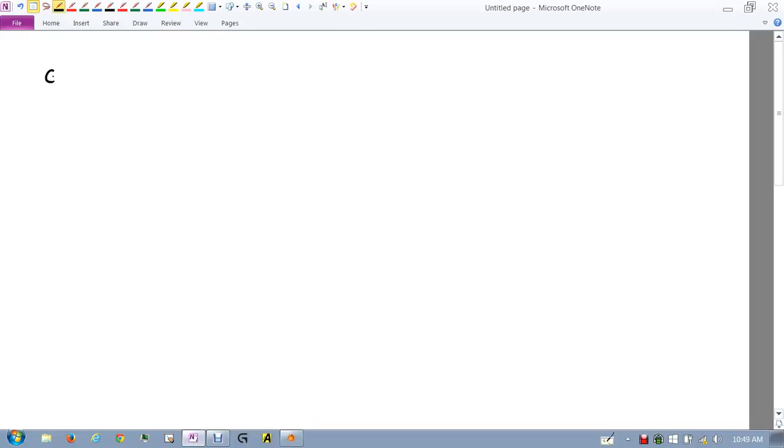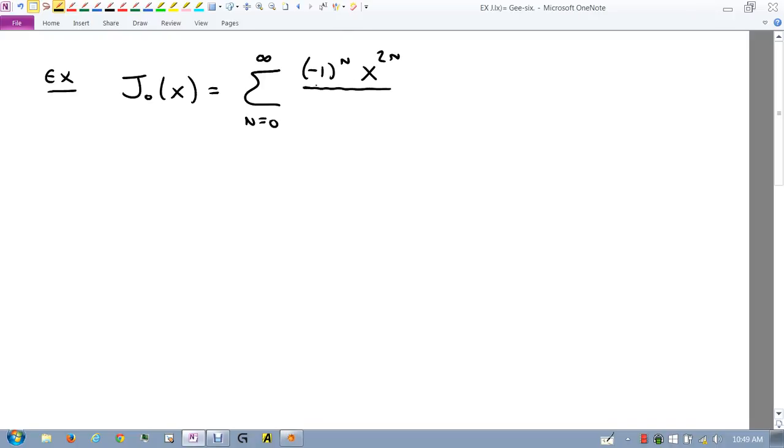So your next example, J sub 0 of x equals this sum, (-1)^n x^(2n) over 2^(2n) times (n factorial) squared. Order 0 Bessel function.